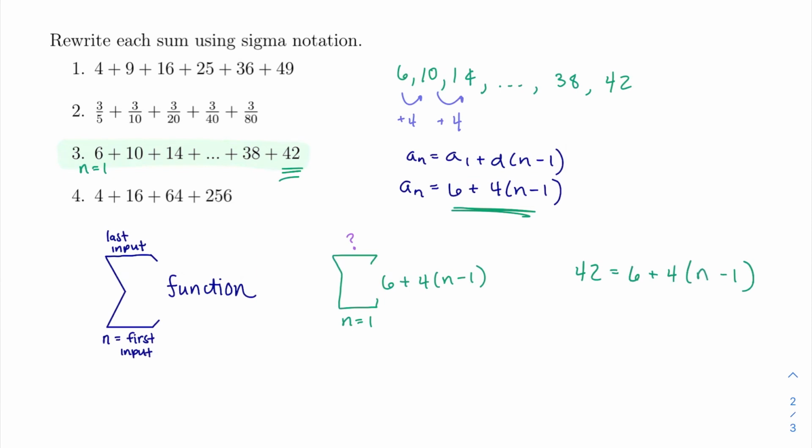Okay, I'll subtract 6 from both sides. I'll get 36 equals 4 times n minus 1. I'll divide both sides by 4. I'll get 9 equals n minus 1. I'll add 1 to both sides, and I will get 10 equals n, which means that my last input is 10, right? That means n equals 10 gives me 42. 42 is the 10th term of this sequence, so my summation is done here.